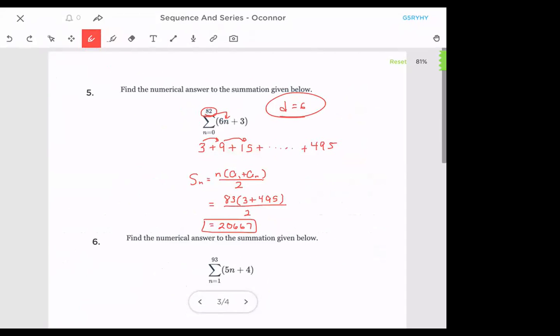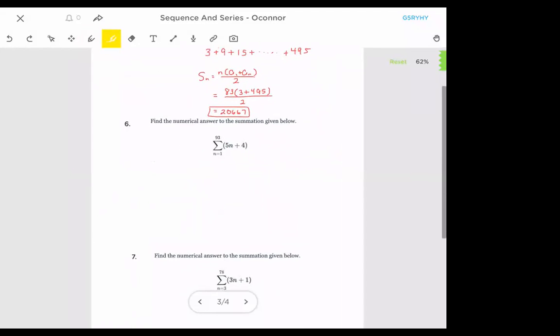All right, so in doing that, you guys don't necessarily have to write this part. I just did that so you can kind of visualize what's happening. That 20,667 is how much all of these things add up to. But the key is I do need the first term and I do need the last term. I get the first term by plugging in the first number. I get the last term by plugging in the last number. All right, so I'm going to have you guys try problem number 6, and then we'll go over that in a minute.